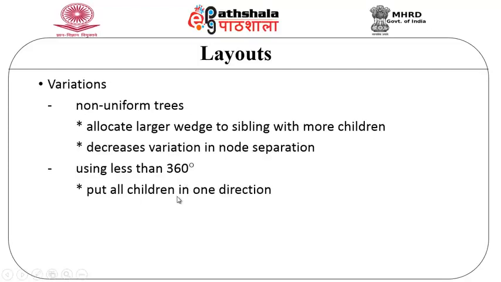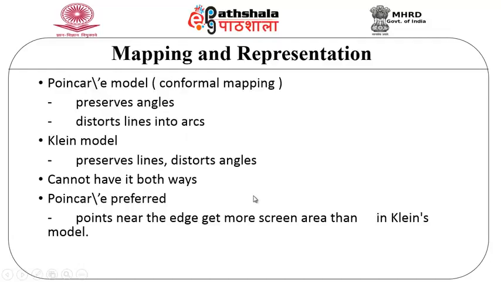Let us look at the variations. In the case of non-uniform trees, we try to allocate a larger wedge to a sibling with more children, and this decreases variation in node separation. If we use less than 360 degrees, we try to put all children in one direction as such.